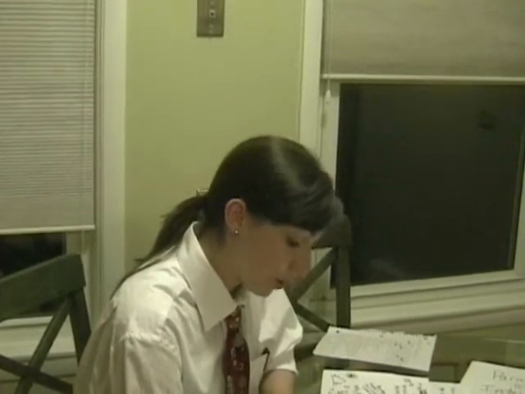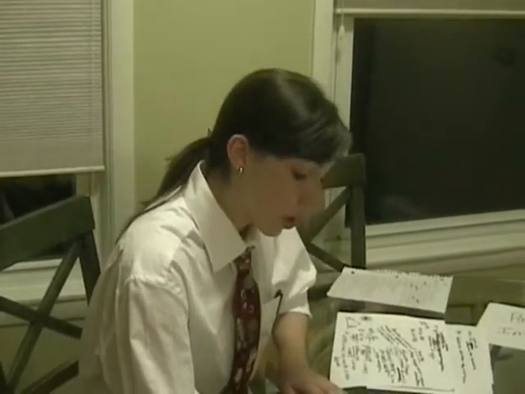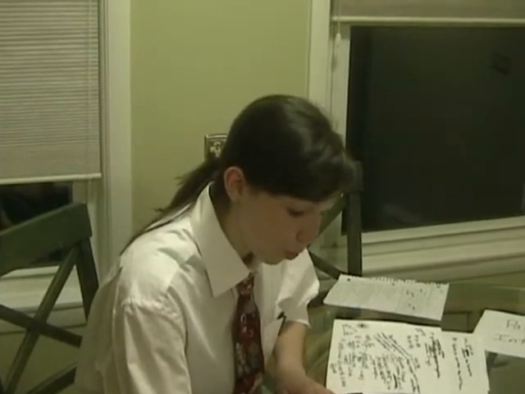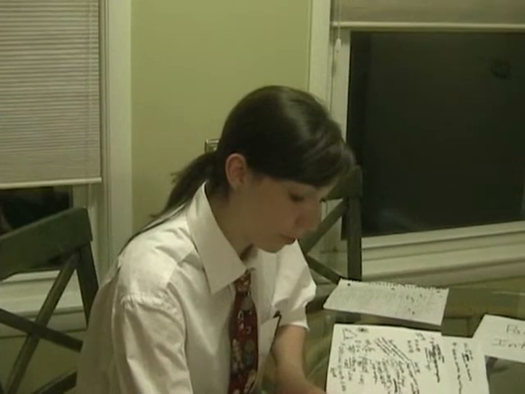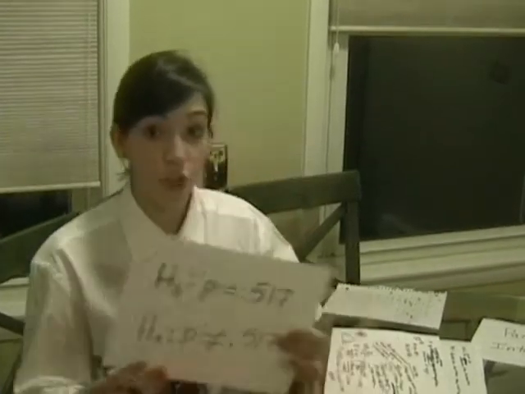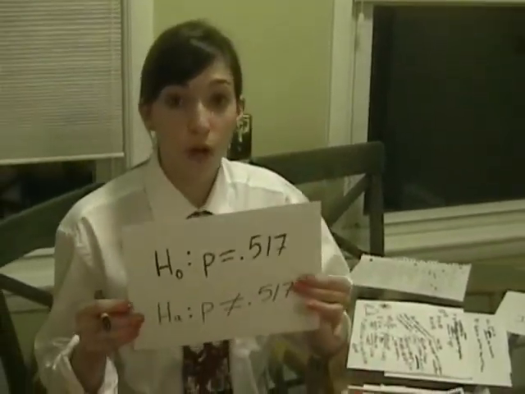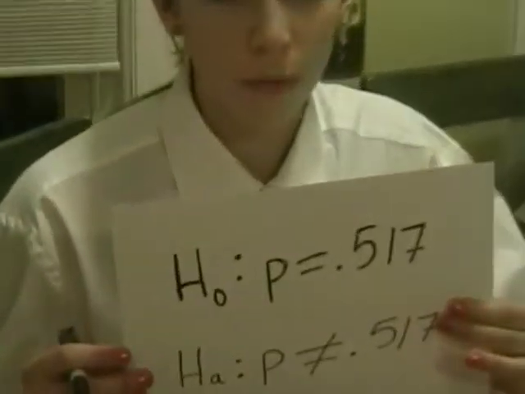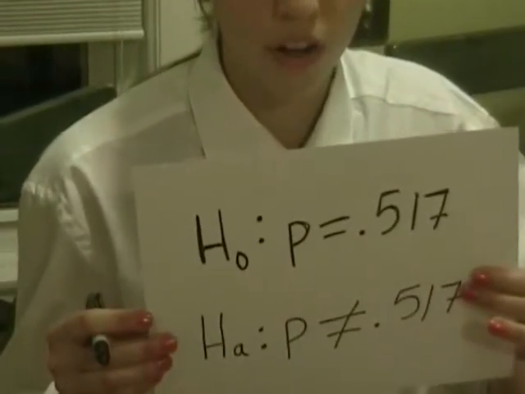Our alternative hypothesis, which focuses on the deviations from the null hypothesis, is, in our problem, P does not equal 0.517, which is the proportion of Clucky eggs reported being bought.